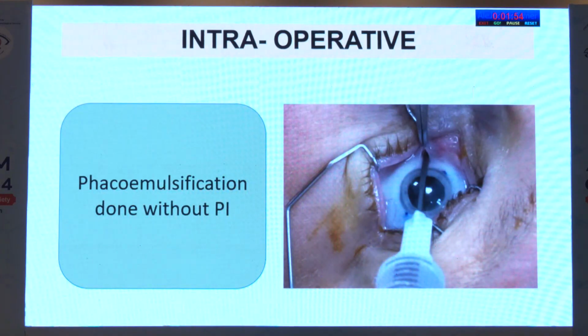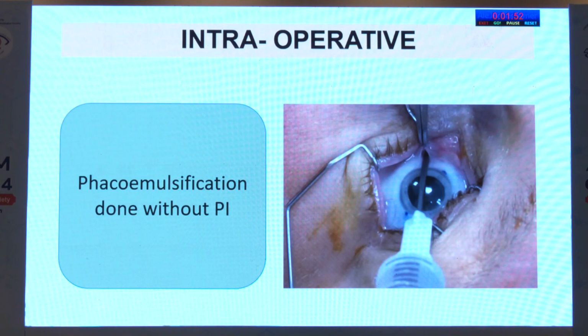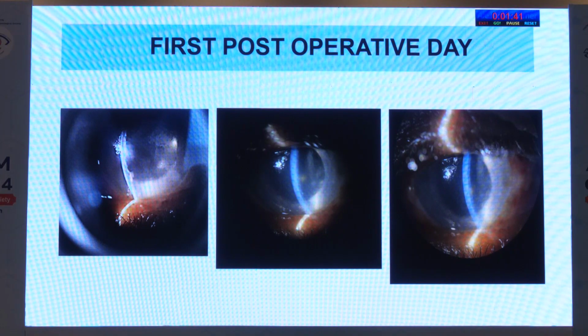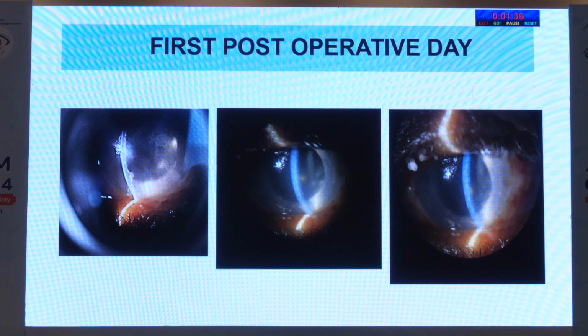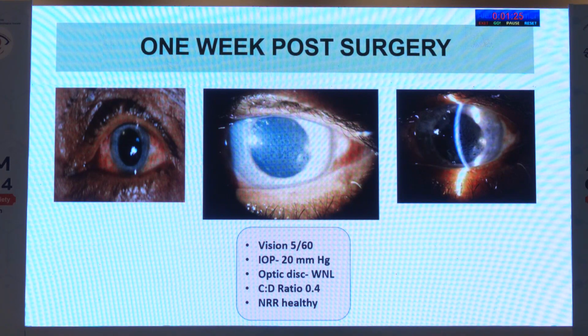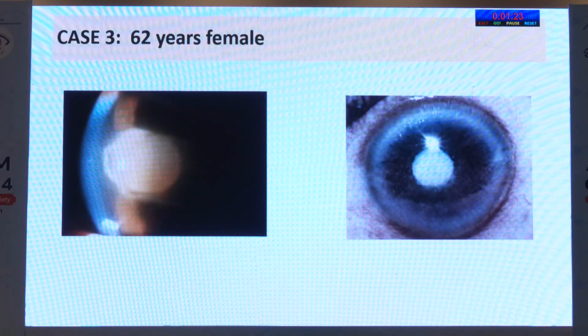I did phacoemulsification. This was the last photograph, giving a subconjunctival injection after completing the phacoemulsification. I did not do a PI in this case. On the first post-op day, the condition was this. The cornea was hazy with some microcystic bullae and a mild reaction. After 1 week, we can see that multiple bullae were there. Vision was 5/60 and intraocular pressure was still 20 mm of mercury. The CD ratio was 0.4 and the NRR was healthy.